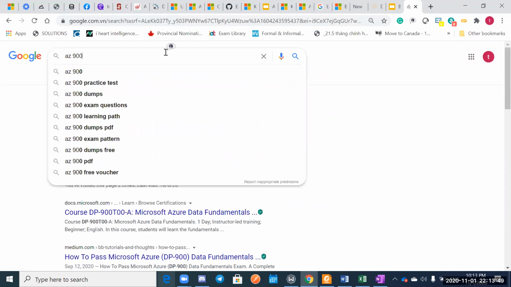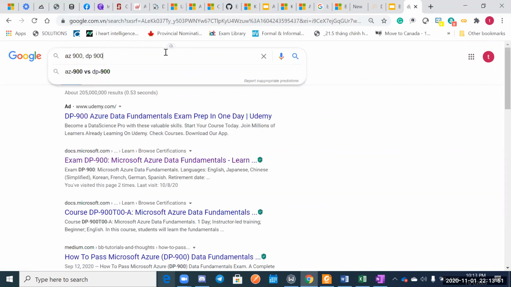So AZ-900, DP-900. If you want some prerequisite knowledge, it's not required, but it will help you better prepare for this exam. But then again, these cost money, like I think $60 for you guys. So if you don't need it, then you shouldn't use it. You just stick with Microsoft Learn.